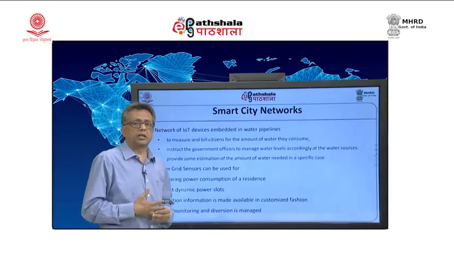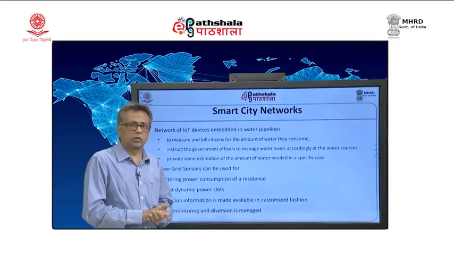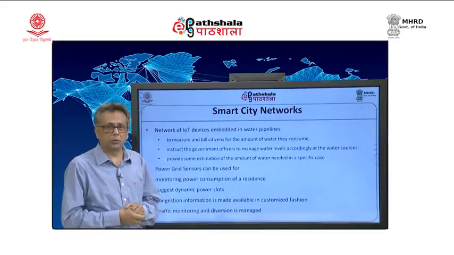Another area where such smart city networks are quite useful is called power grid networks.